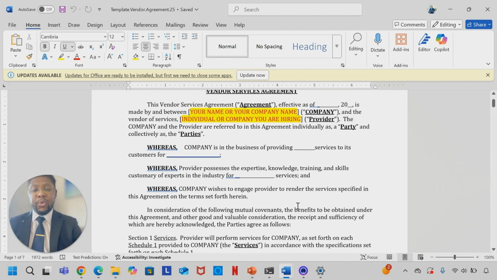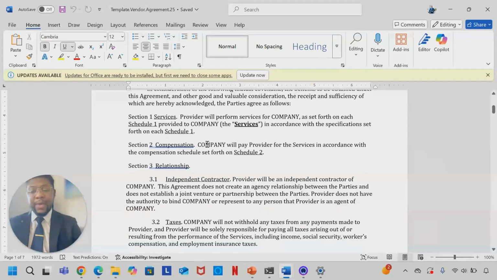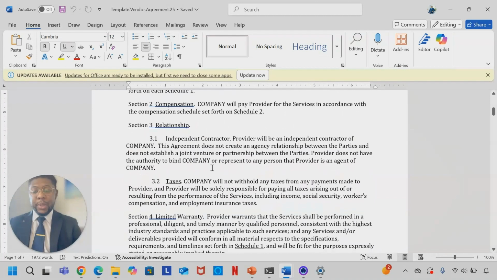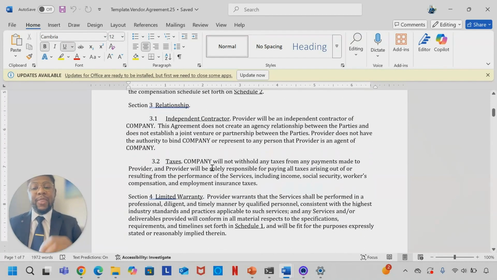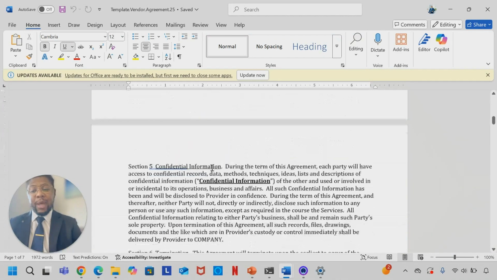Very similar to the independent contractor agreement, it includes a place for your name as well as the name of the person that you're hiring. It also has a compensation section, the relationship between the parties, making it clear that they're an independent contractor, they're not an employee of yours. They will be responsible for their own taxes, and it limits your liability.